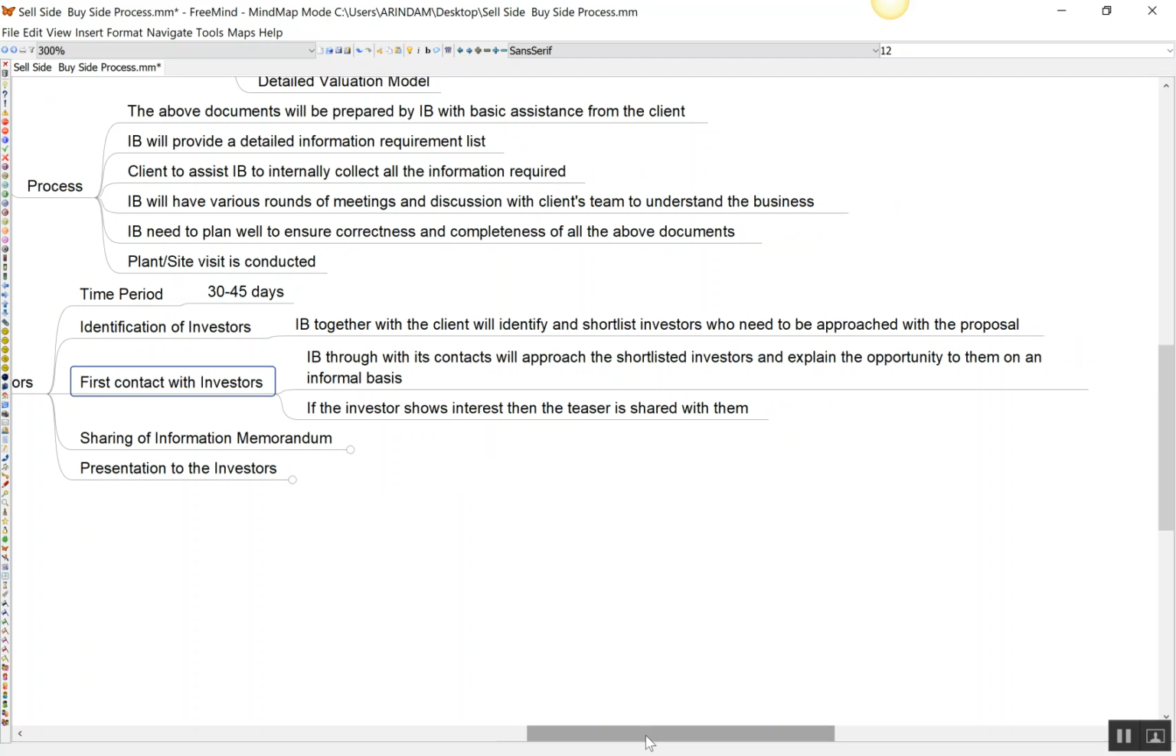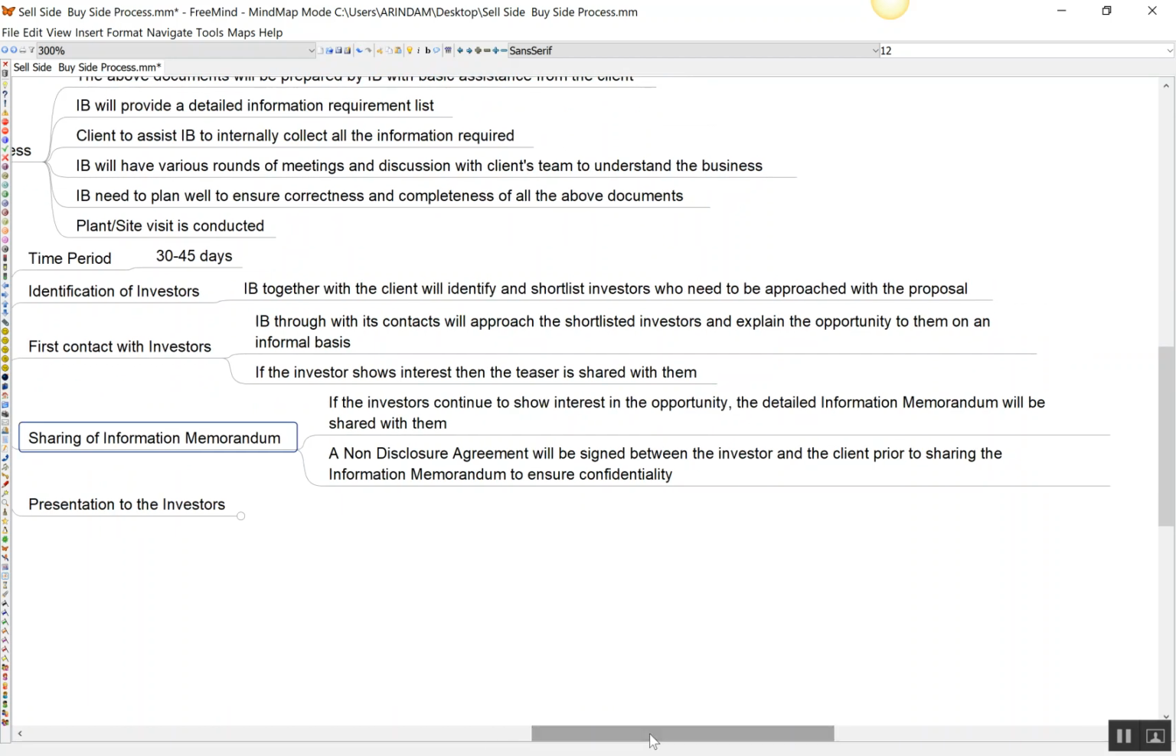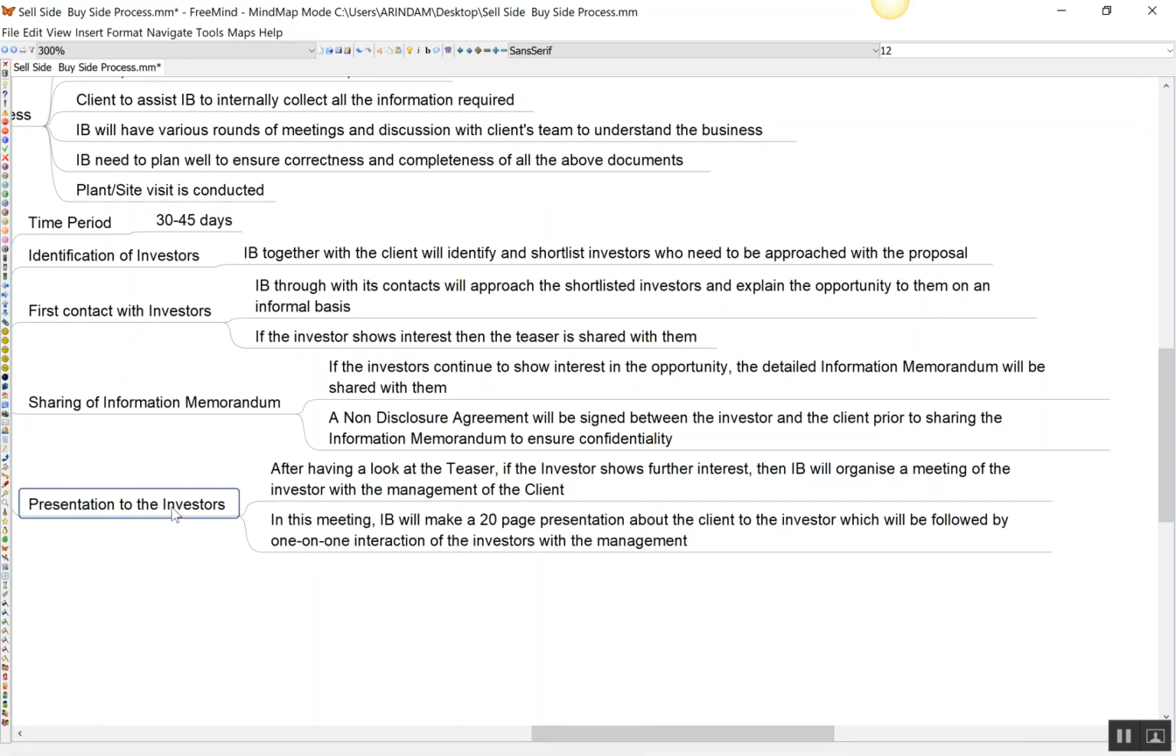The IB, through its contacts, will approach the shortlisted investors and explain the opportunity to them on an informal basis. If the investor shows interest, then the teaser is shared with them. Then the sharing of the information memorandum happens. If the investors continue to show interest in the opportunity, the detailed information memorandum will be shared with them. A non-disclosure agreement will be signed between the investor and the client prior to sharing the information memorandum to ensure confidentiality. And then finally the presentation to the investors happens.